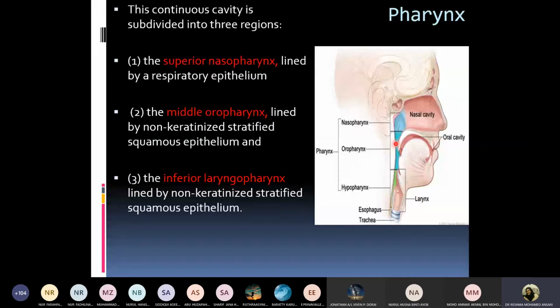So I'm going to go next to the pharynx. The pharynx, as I mentioned, is a continuous cavity subdivided into 3 regions. The blue area is your nasopharynx, then again the blue area is your oropharynx, and the green area is your laryngopharynx. Only the nasopharynx is lined by respiratory epithelium, which is pseudostratified ciliated columnar epithelium with goblet cells. That's the full term you're supposed to give if we ask you for respiratory epithelium. The middle and inferior parts are lined by non-keratinized stratified squamous epithelium.